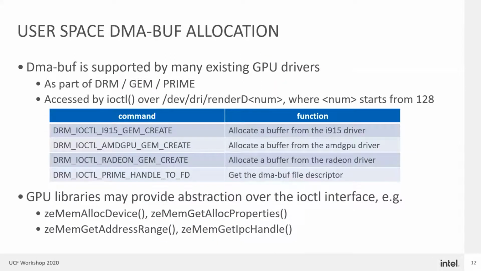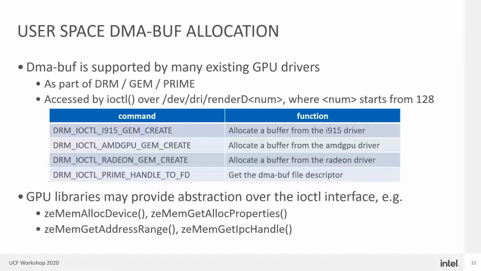Here's a summary of the user space DMA buff allocation methods currently available. Many of the GPU drivers support DMA buff allocation as a part of the DRM, GEM, and PRIME interfaces. Those are accessed by IO control over the DRI render interface. Here's a list of the IO control commands for different GPU drivers. All of those can allocate DMA buff and convert the handle to a file descriptor.